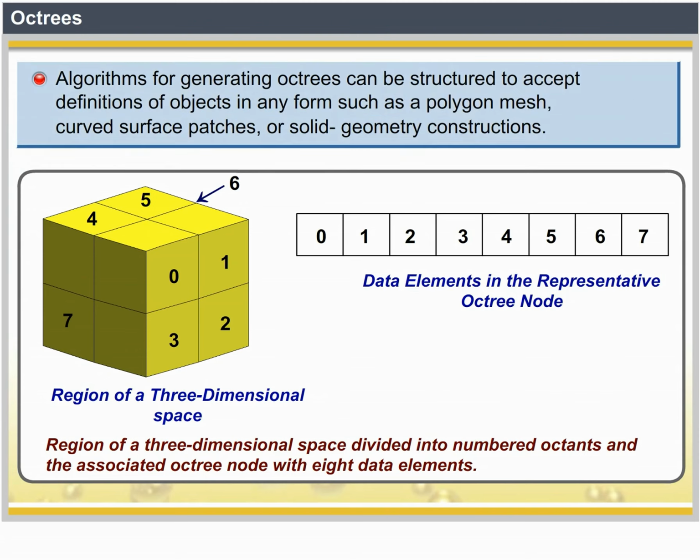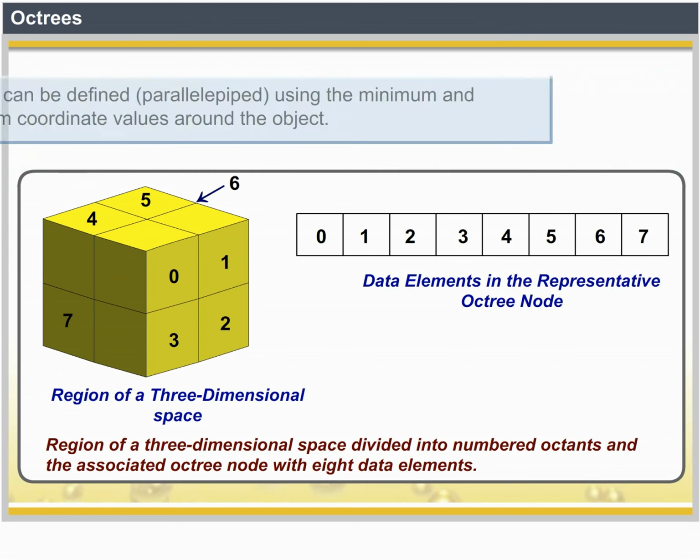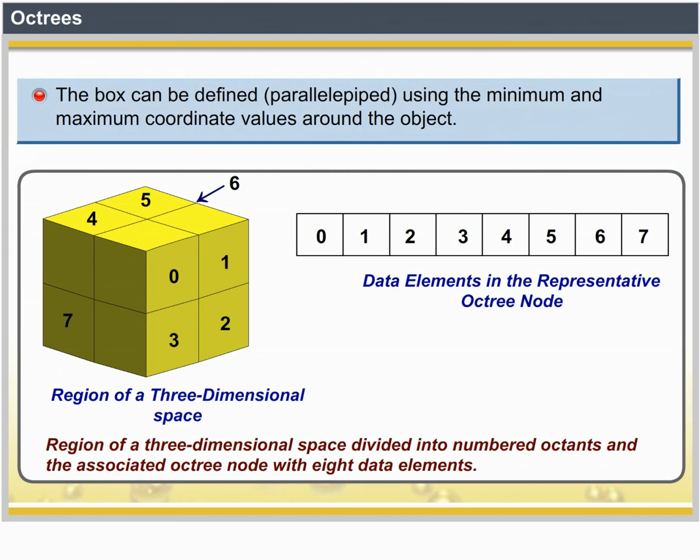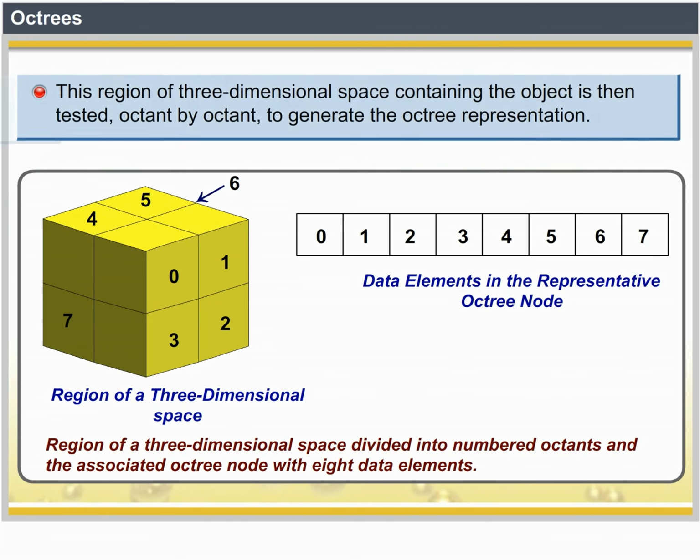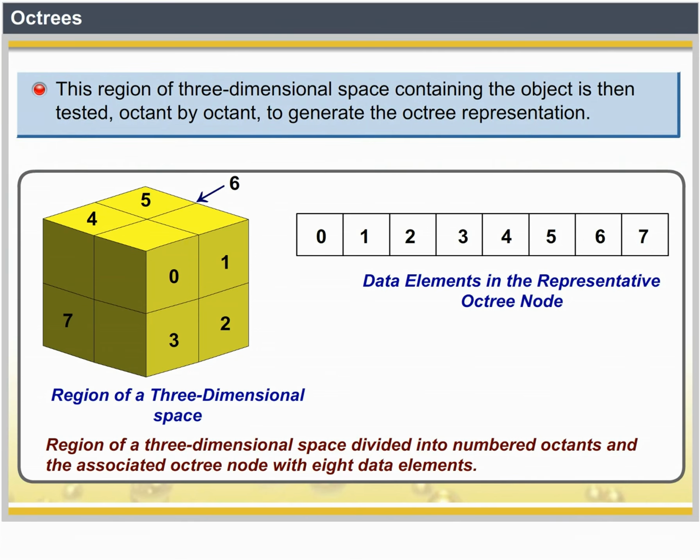Algorithms for generating octrees can be structured to accept definitions of objects in any form, such as a polygon mesh, curved surface patches, or solid geometry constructions. Using the minimum and maximum coordinate values of the object, we can define a box, a parallelepiped, around the object. This region of three-dimensional space containing the object is then tested octant by octant to generate the octree representation.